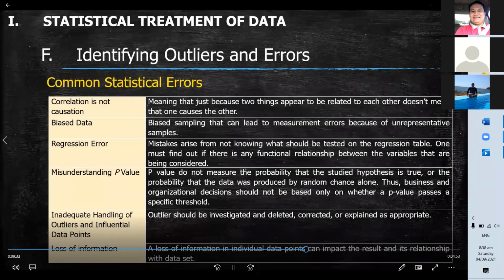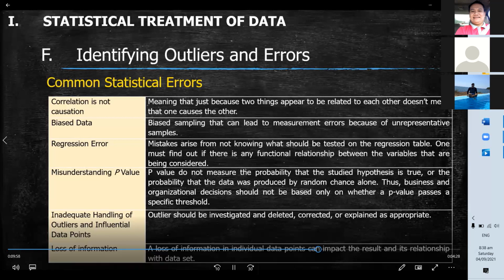Biased data. Biased sampling can lead to measurement errors because of unrepresentative samples. Regression error. These are mistakes arising from not knowing what should be tested on the regression table. One must find out if there is any functional relationship between the variables that are being considered.